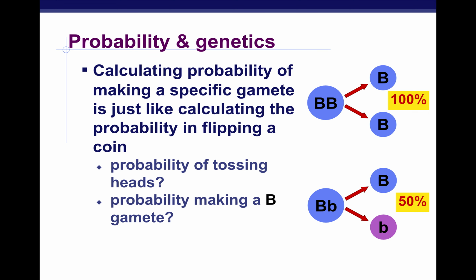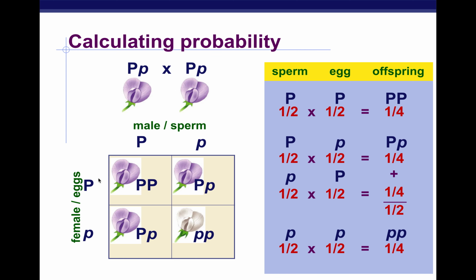So your Punnett squares are just an example of probability. It may not seem like it, but it is. Why? Well, you have a half chance of getting the big P from this parent and a half chance of getting the big P from this parent. Half times half is 1/4. Oh, this is 1 out of 4 squares. So the Punnett square is just a tool of probability.